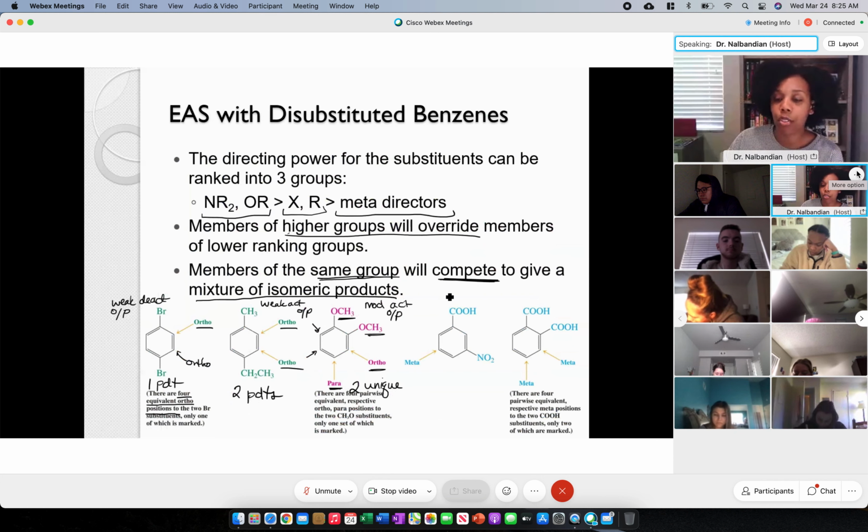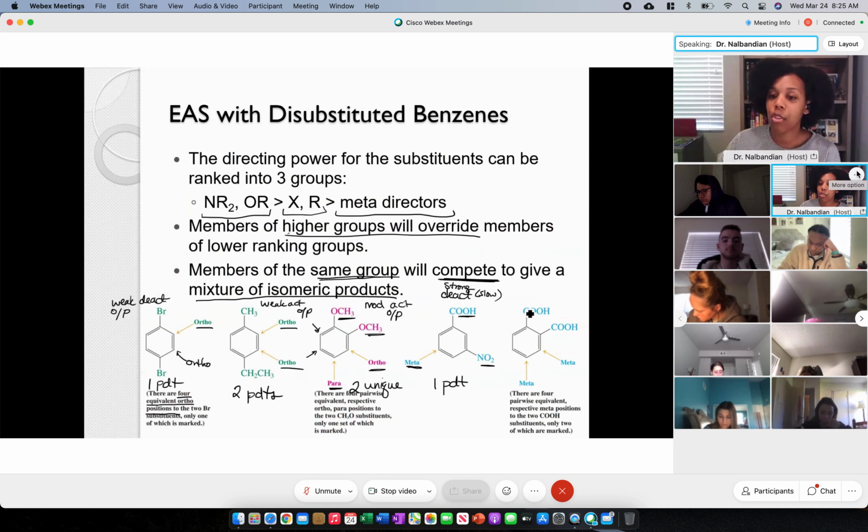Here we have two deactivators, and they're strong deactivators. So this is going to be a slow reaction. And they're both going to be meta directors. So it can be meta to the carboxylic acid or meta to the nitro. They are meta to each other, so there's only one meta position available. So you get one product here.